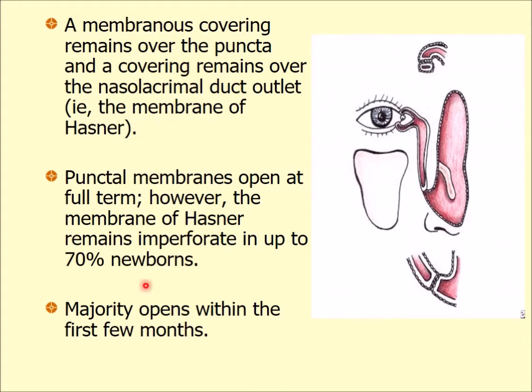A membranous covering remains over the puncta, and a covering remains over the nasolacrimal duct outlet. The punctal membranes open at full term. However, the membrane of Hasner remains imperforate in up to 70% of newborns, and the majority open within the first few months.